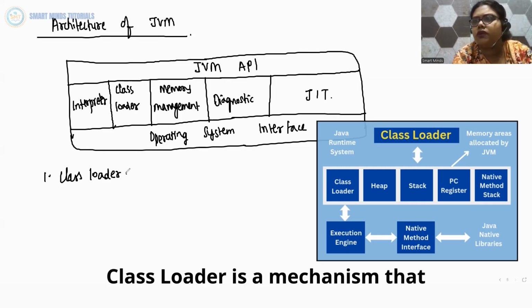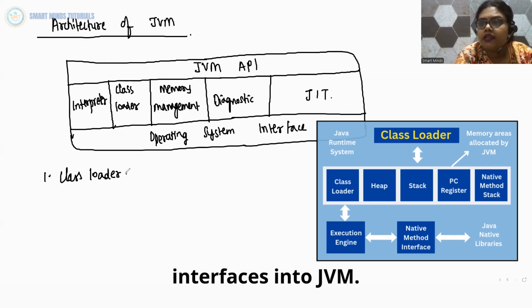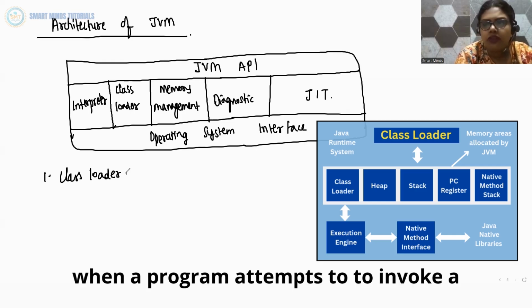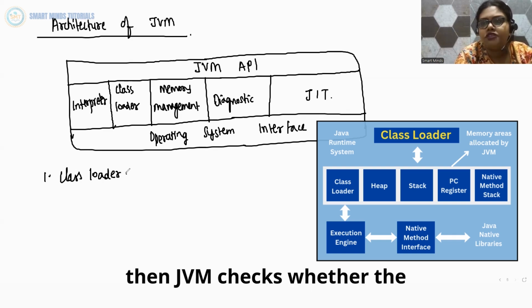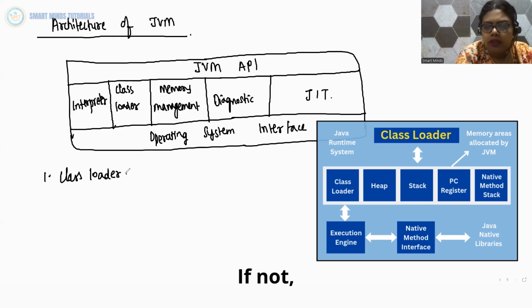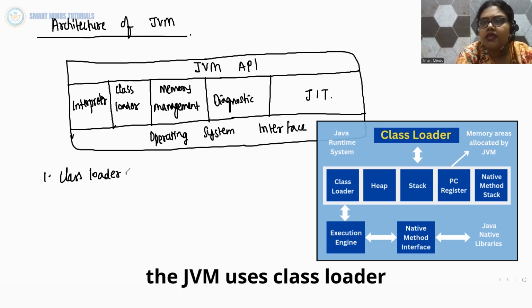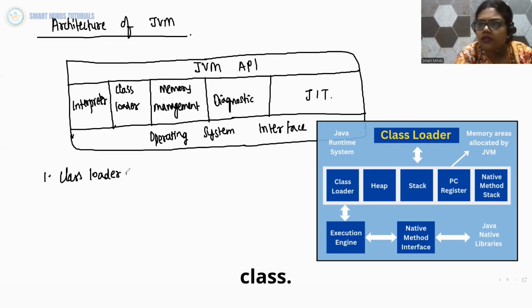So class loader is a mechanism that performs loading of classes and interfaces into JVM. When a program attempts to invoke a method of a certain class, the JVM checks whether the class is already loaded. If not, the JVM uses the class loader to load the binary representation of the class.